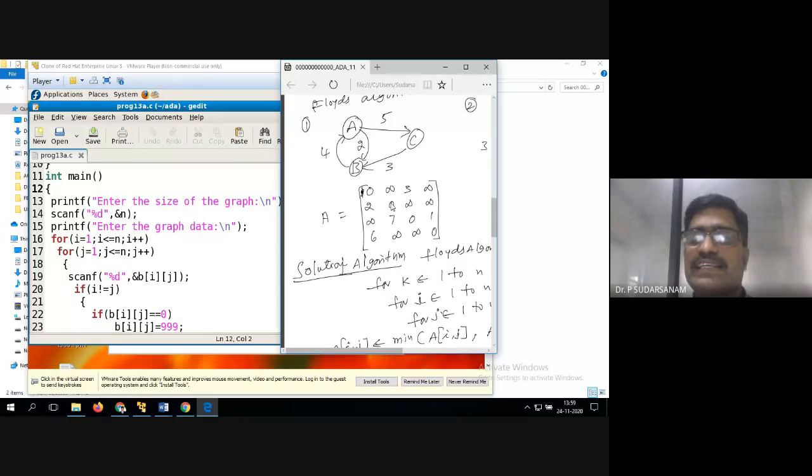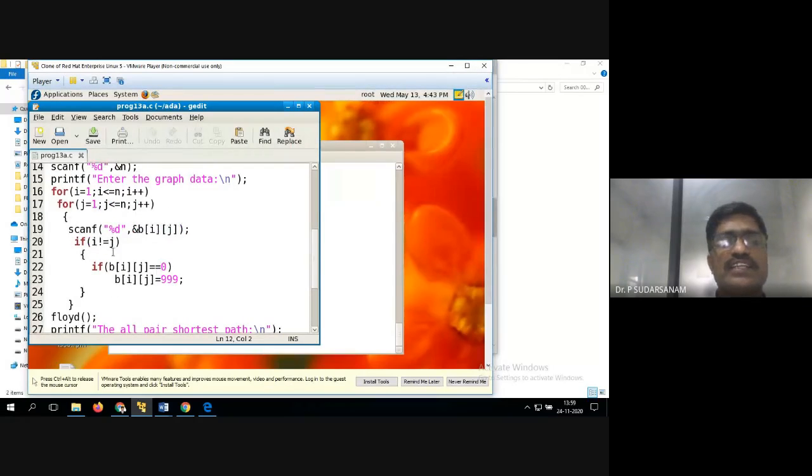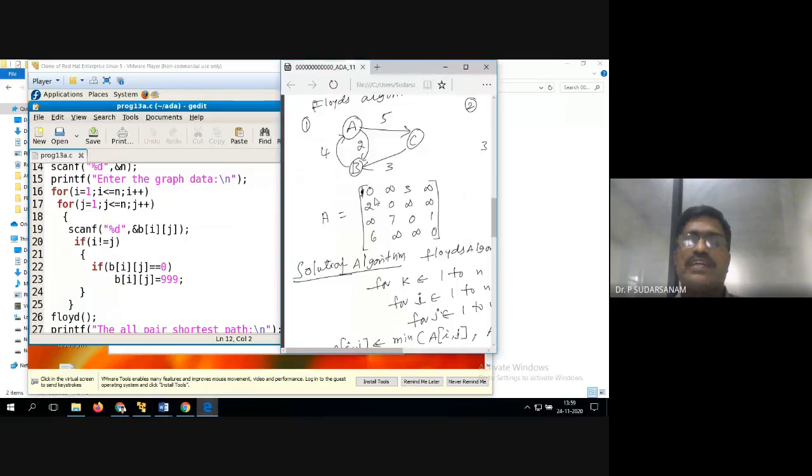For the final answer, the diagonal elements you cannot take. That's what you have written here. Compared to the previous programs, it is a bit different here: i is not equal to j. That means 1 comma 1, 2 comma 2, 3 comma 3, 4 comma 4. When i is not equal to j, then only the remaining values you are entering as infinity. The diagonal is nothing but 0, 0, 0. So we are not considering the diagonal elements. That is the extra i not equal to j here. Now, if b of i comma j is equal to 0 for the remaining values, then the value taken is infinity, 9999. Next, you are calling the function.